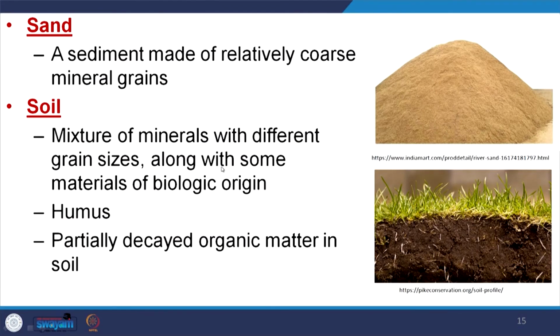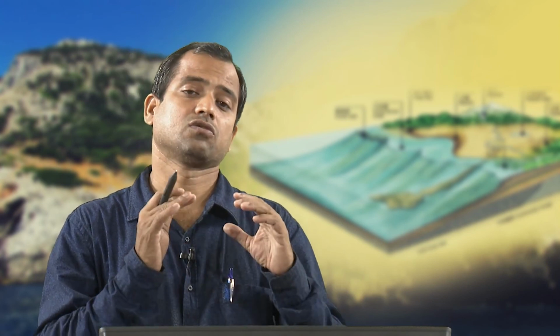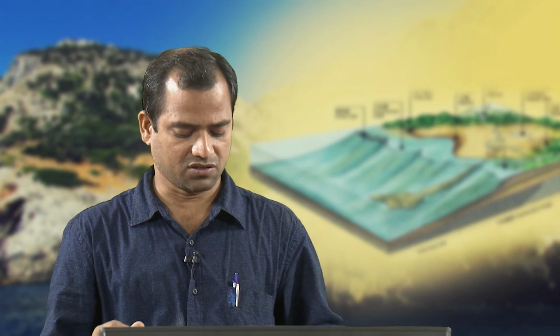And soil is the most important product of weathering. Had soil not been there, there would not have been any cultivation or crops. Soil is a product of chemical, physical and biological weathering, a mixture of minerals with different grain sizes along with some material of biological origin, that is humus, partly decayed organic matter in the soil. So, that means soil is the most important product to sustain life on the earth's crust.